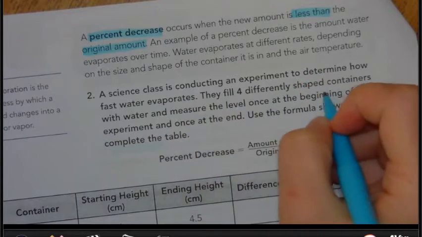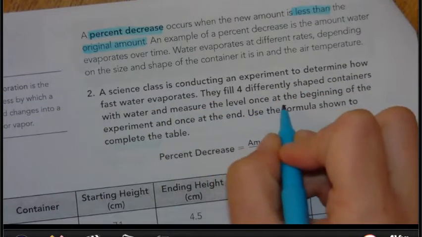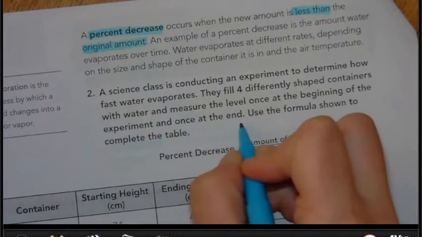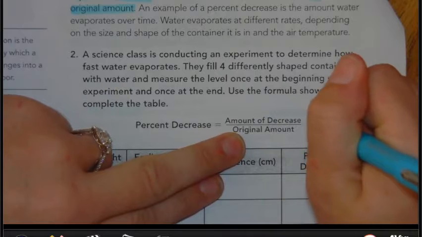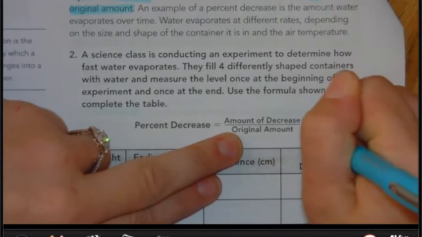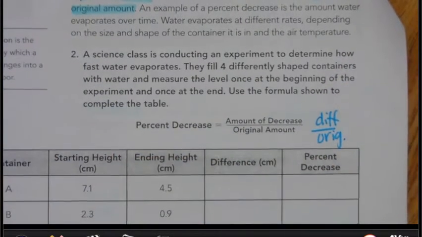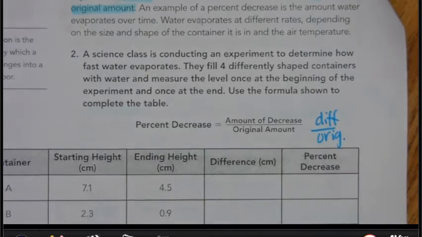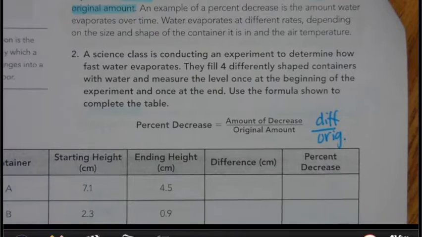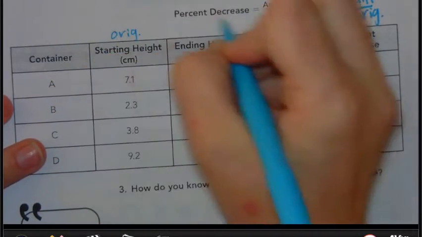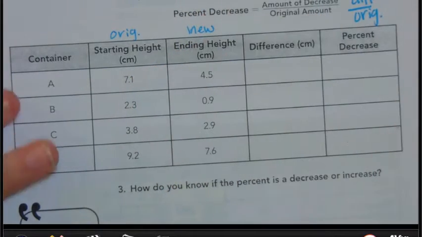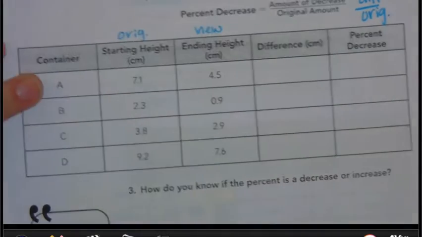They fill 4 differently shaped containers with water and measure the level once at the beginning of the experiment and once at the end. Use the formula shown to complete the table. All right, so percent decrease, it looks like an amount of a percent, so it's still going to be difference over the original. Okay, you're going to use the exact same equation you would for percent increase. Now, the only difference between these two things is when you find it, you just need to tell me, did you go up or did you go down? Okay, increase or decrease. Now, our first column, remember, this is our original column, and this is our new.